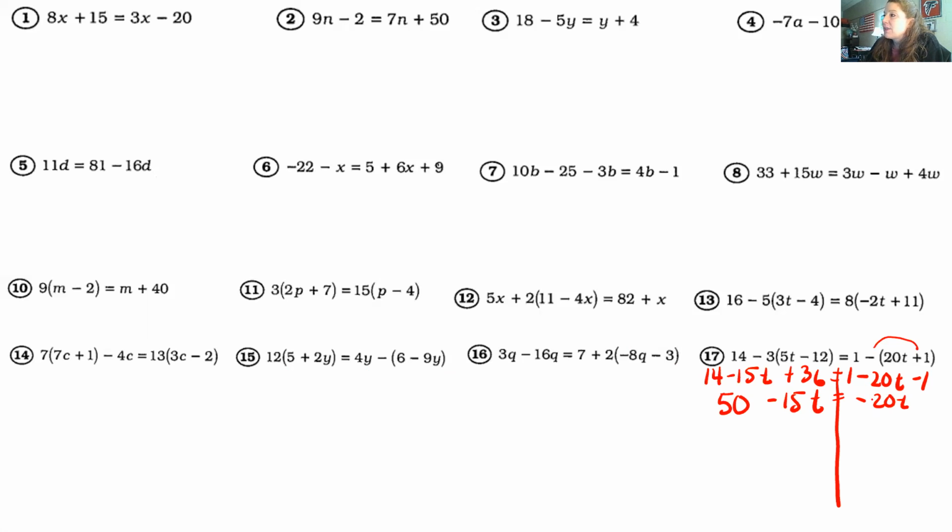So even though this is our smallest t, we want to get t by itself. So I'm going to add 15t to both sides. So I'll have t over here by itself on the right side. So I'm going to bring down 50, that's gone, equals -20t plus 15t is -5t. Then when I divide both sides by -5, our last answer is t is equal to -10.